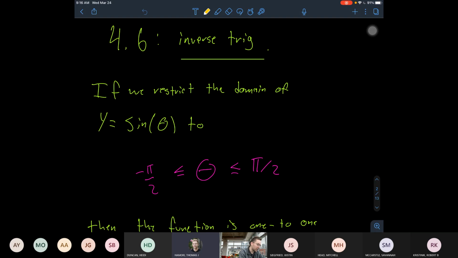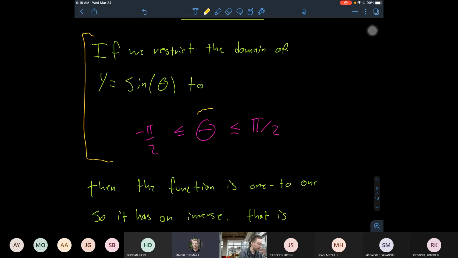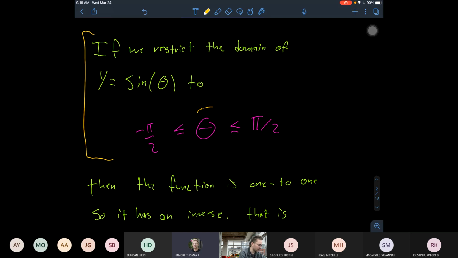Okay, so here I'm going to tell you something now. Basically, we have the following. If we restrict the domain of the function y equals sine of theta, or y equals sine of x, and we say that theta should be between negative pi over 2 and pi over 2, then the function is 1 to 1. This is what we just showed in the last example.